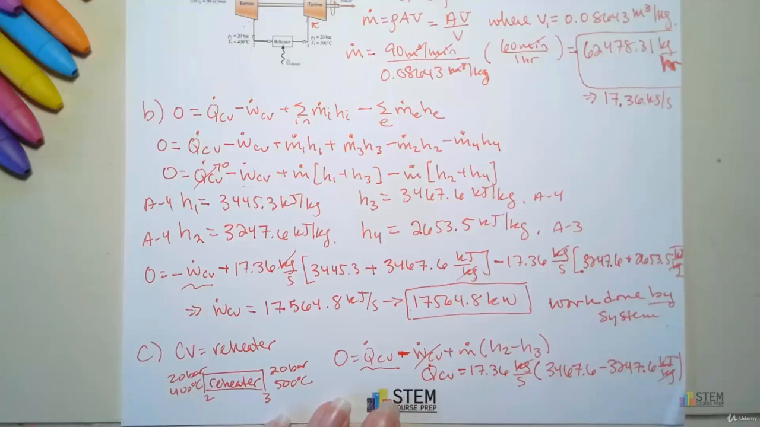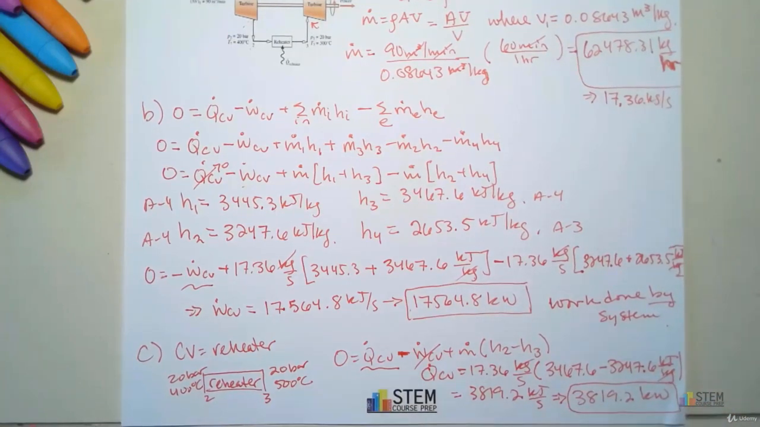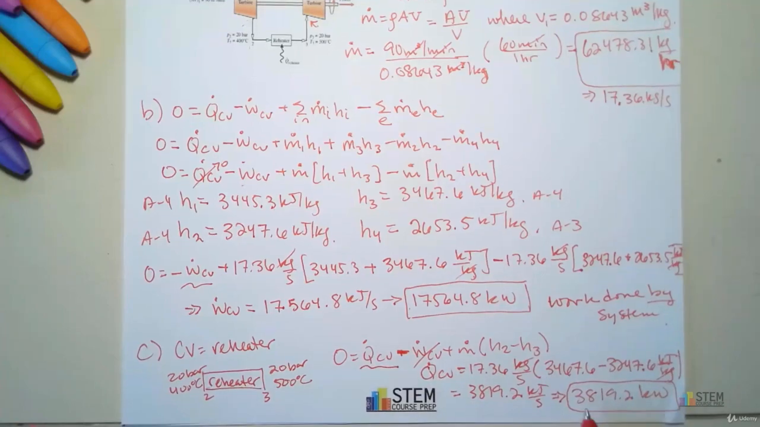Notice kilograms goes away, so that leaves you with 3819.2 kilojoules per second. We want it in kilowatts. So we get 3819.2 kilowatts. Right. And it's positive. So if it's positive, that means our system is gaining energy from heat. All right. So positive makes sense in this case.